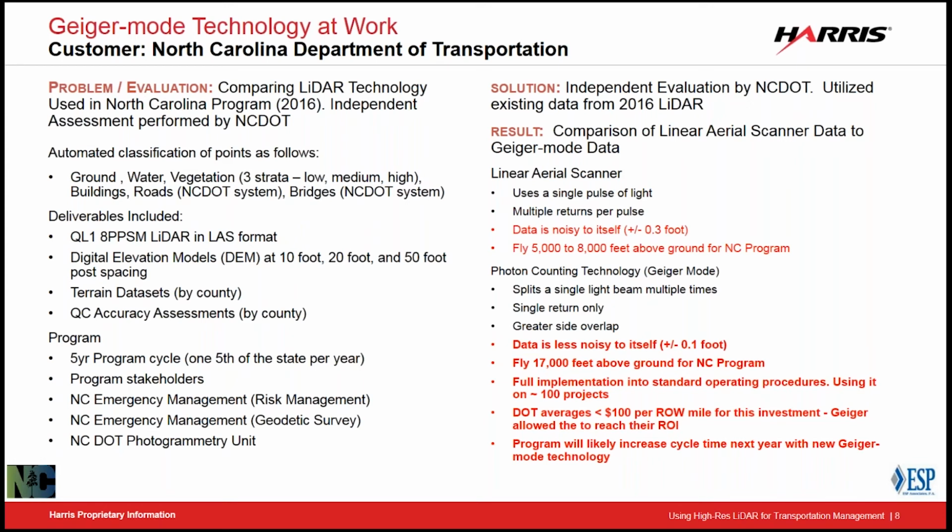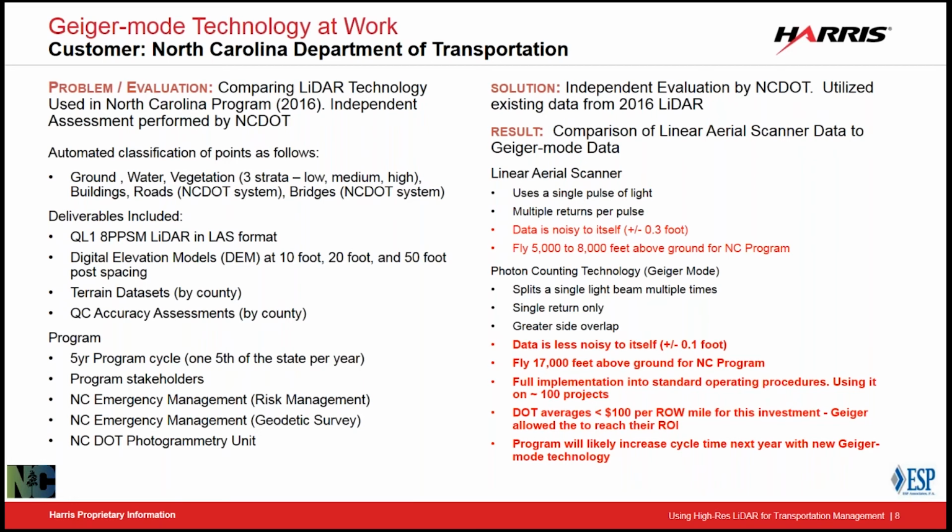So the highlights down at the bottom is really about what they found up to this point is, number one, we found that the data was less noisy to itself, less than 0.1 foot. We were flying at a higher altitude at 17,000 feet. So what they've found so far is the DEMs that they can create and utilize for planning purposes have been used already over 100 projects. And they're already seeing a very decent return on investment from that data and what they can actually resolve from the terrain and digital elevation models, etc.